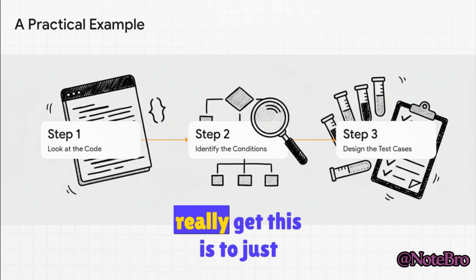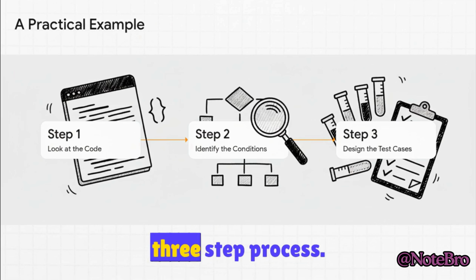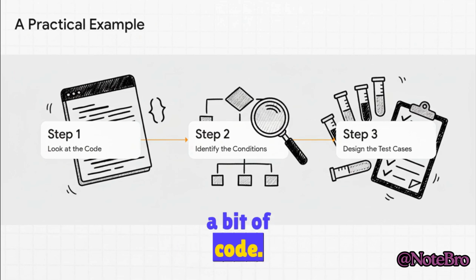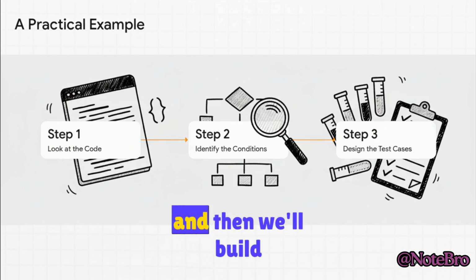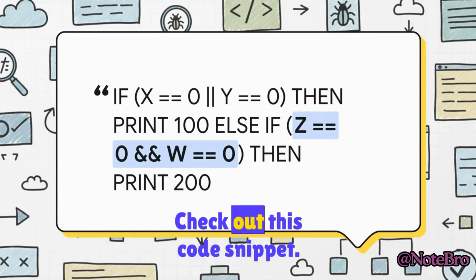The best way to really get this is to just walk through an example. So we're going to follow a simple 3-step process. We'll look at a bit of code, we'll pick out its logical conditions, and then we'll build the tests we need to cover them. Easy enough, right? Okay, check out this code snippet.